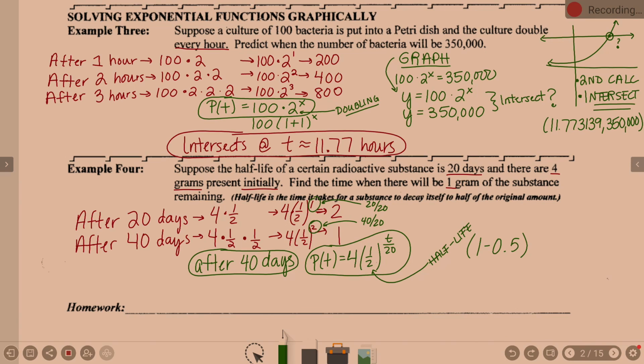What is it on? Page 264. Page 264, 1 through 18.